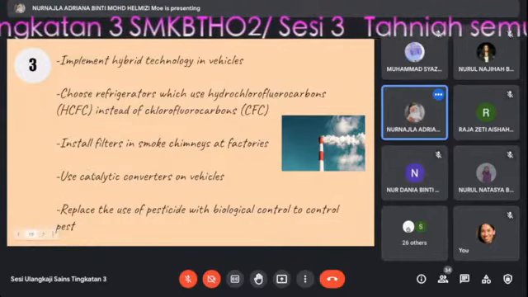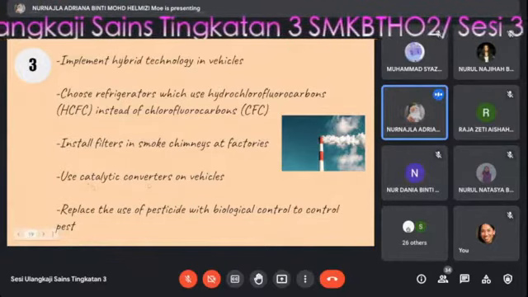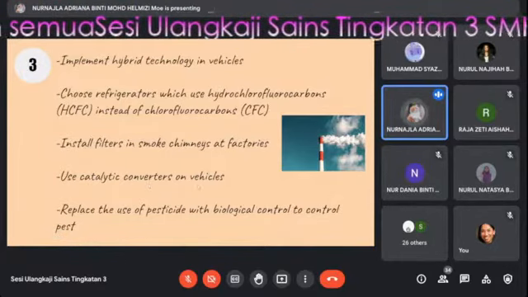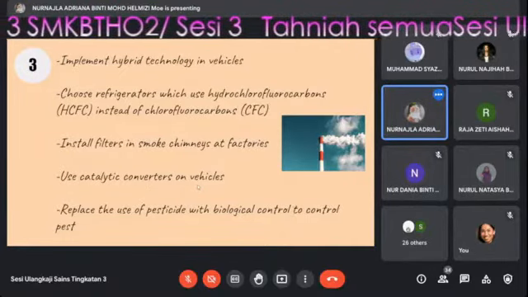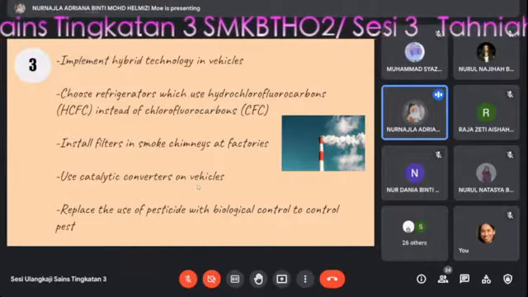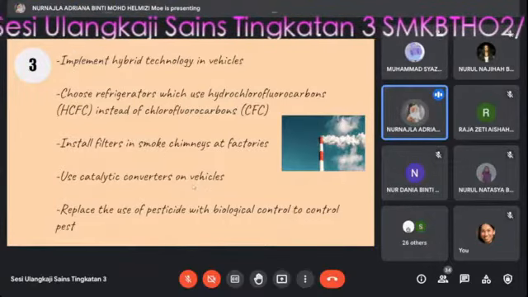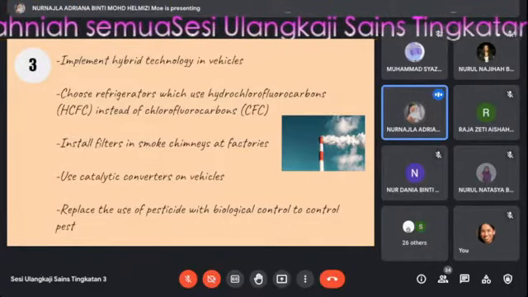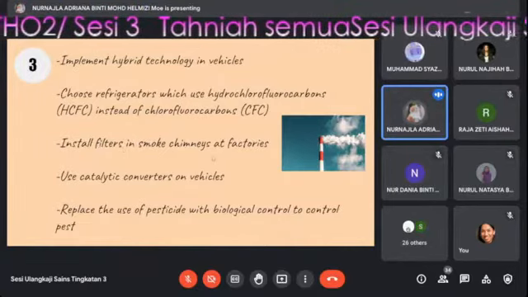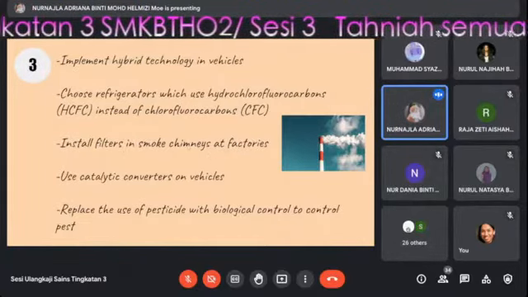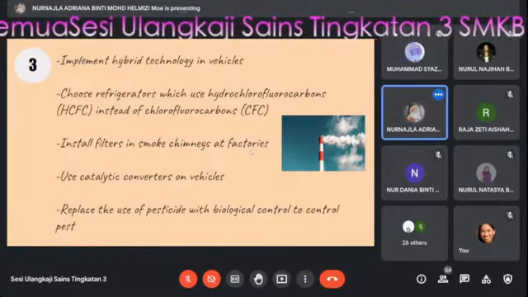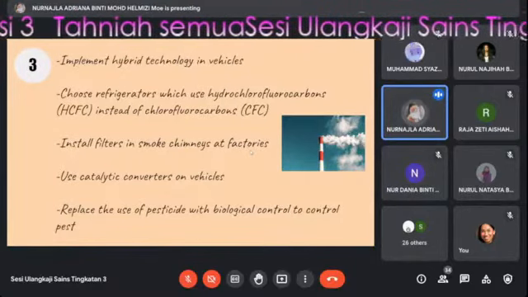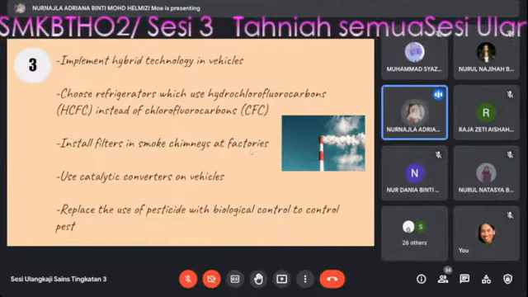Then nombor 4 ni, use catalytic converters on vehicles. Contohnya kita penggunaan penukar bermangkin pada kenderaan bermotor. This one, install filters in smoke stacks at factory ni, kalau dalam senarai dia pasang penapis cerobong lah dekat asap, cerobong asap kilang tu.